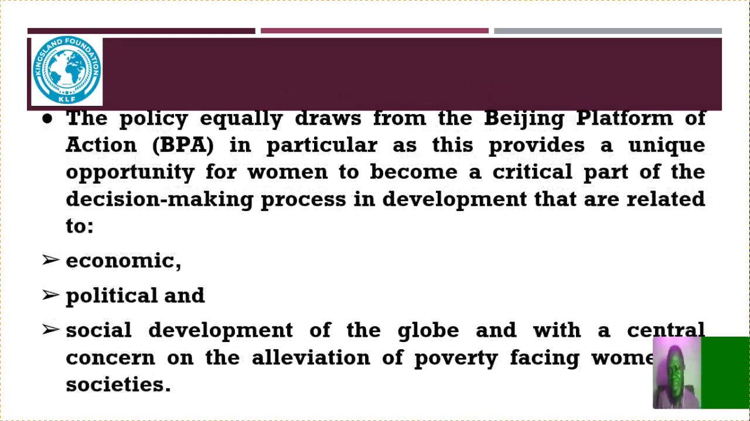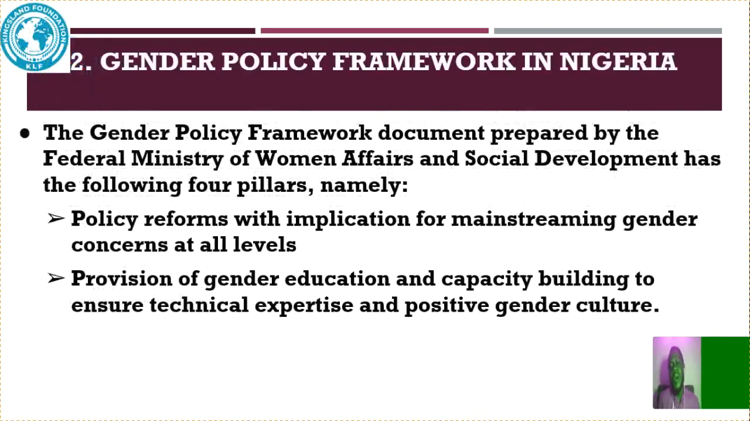The policy equally draws from the Beijing Platform of Action, that is BPA in particular, as this provides a unique opportunity for women to become a critical part of the decision-making process in development that is related to economic, political, and social development of the globe, and with a central concern on the alleviation of poverty faced by women in societies. So we're talking about the fact that even though the policy is a global thing based on the Beijing document, we are narrowing down to the Nigerian experience in terms of its policy, because it is too wide, but we have to focus on Nigeria as a case study. So the gender policy framework document prepared by the Federal Ministry of Women Affairs and Social Development has the following 4 pillars, namely: 1, policy reform with implication for mainstreaming gender concerns at all levels.